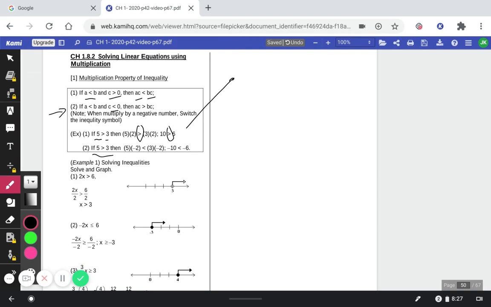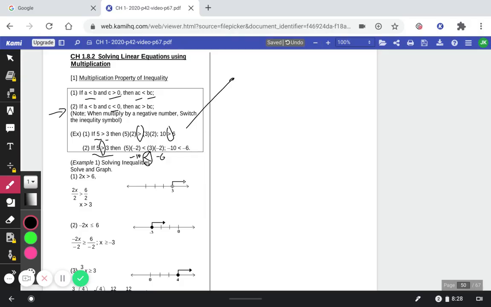But let's say, same question, but you're multiplying by negative 2. So negative 2 times 5 is negative 10, and negative 2 times 3 is negative 6. Now, which one is a bigger value, negative 10 or negative 6? Negative 6 is bigger because that's closer to 0. So what happened to your sign? The sign changed from the original greater than, because when you multiply or divide by a negative number, the direction of the sign changes.